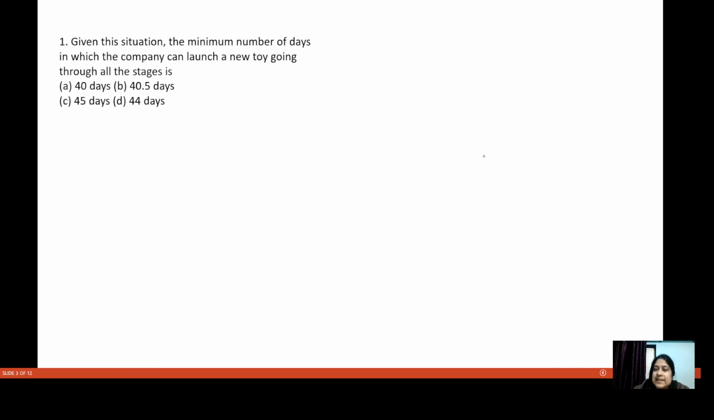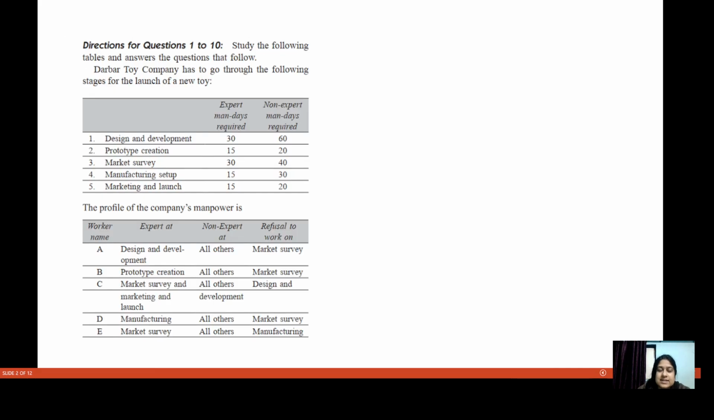Now see, it is saying given the minimum number of days in which the company can launch a new toy going through all the stages is. Okay, so let us try to do this question. Given this situation, the minimum number of days in which the company can launch a new toy. Okay, so we have to calculate the number of days. So now look at this data. Okay, to calculate the number of days, we have to look at this data.